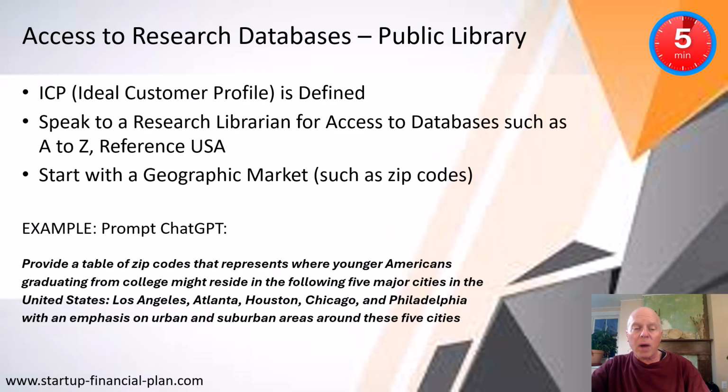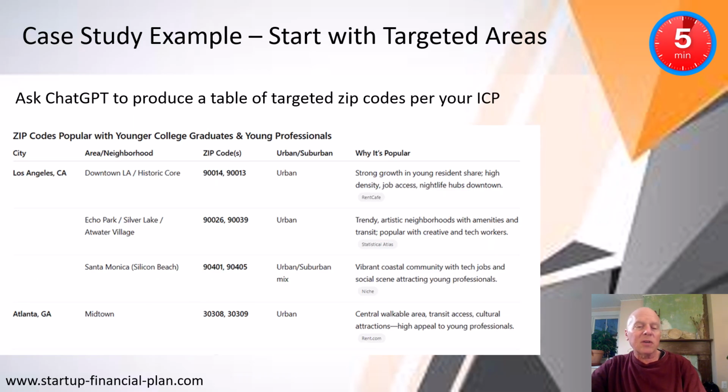So once I prompt ChatGPT, I ask it to produce a table of the zip codes that meet your ICP, your ideal customer profile. And it'll say, okay, these are the zip codes that meet this criteria. And now I'm set up to use the library databases by zip code, and I can filter the millions and millions of records that are in there, because it covers everybody and every business and everything. It's huge. So I've got to filter this thing down big time.